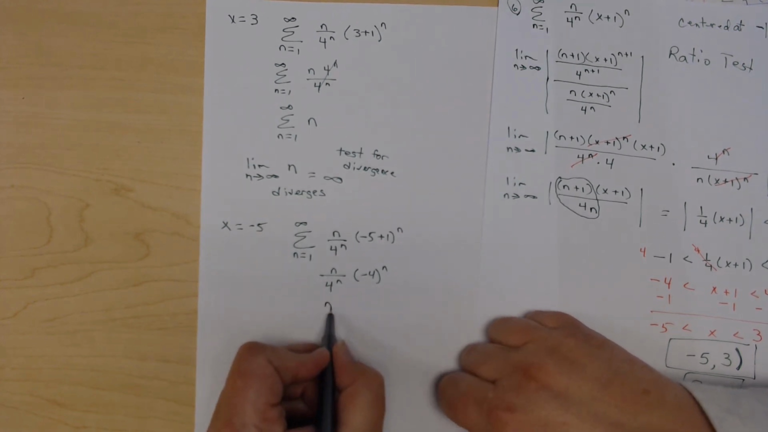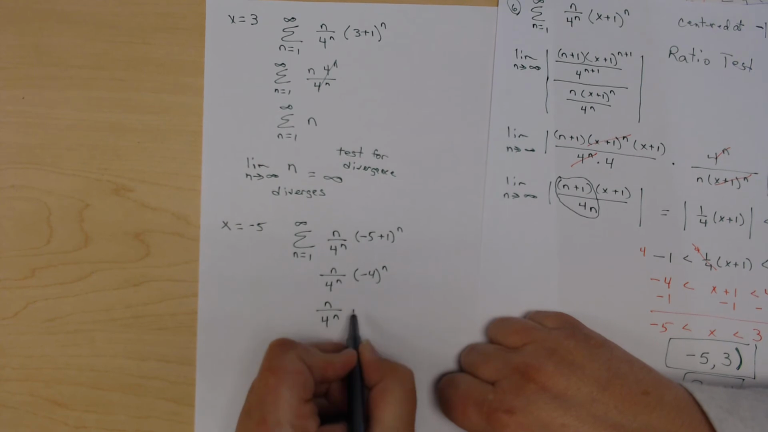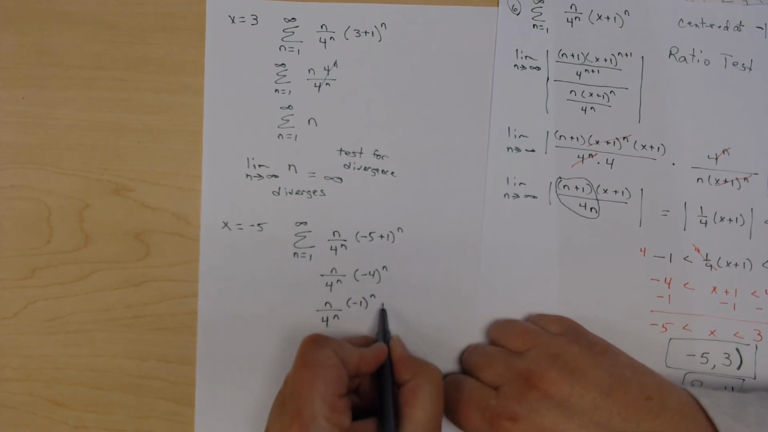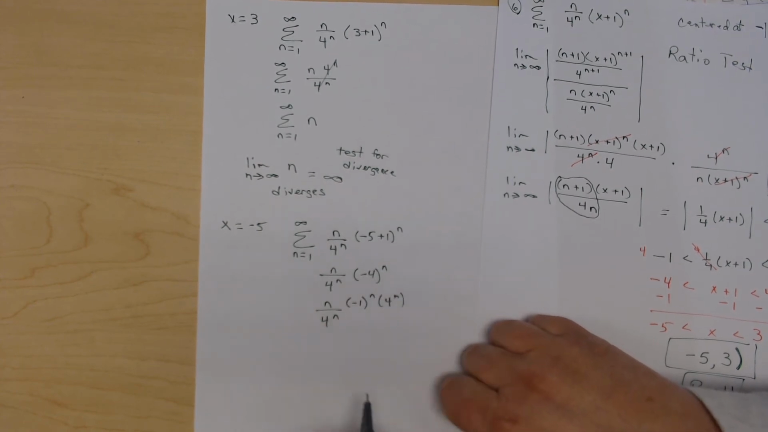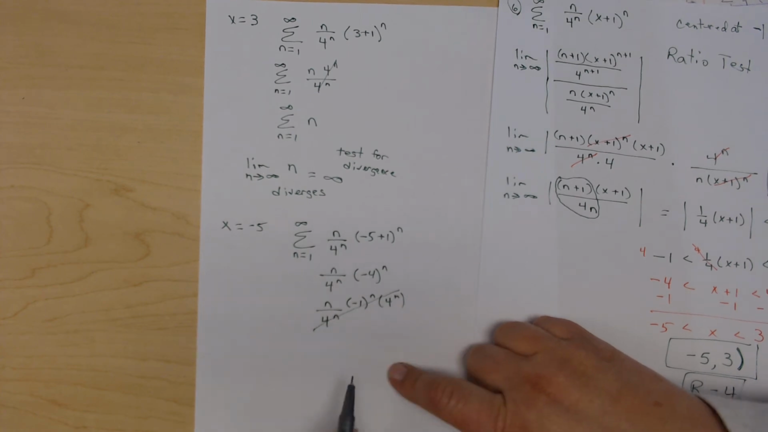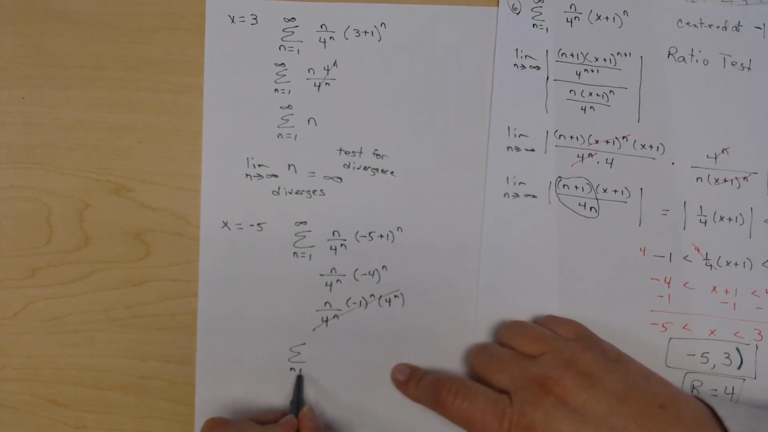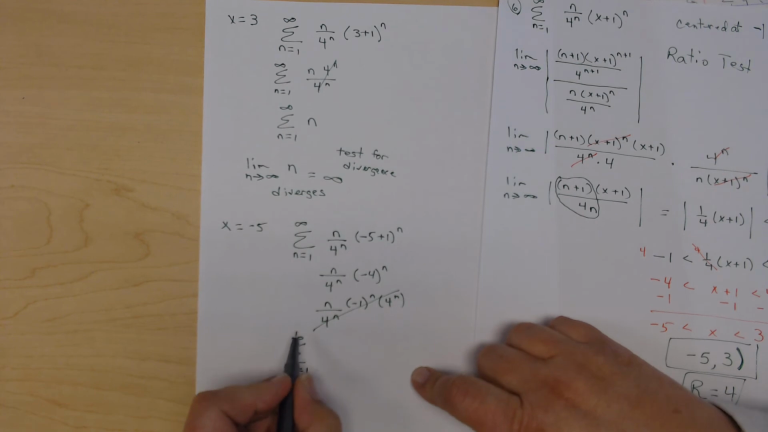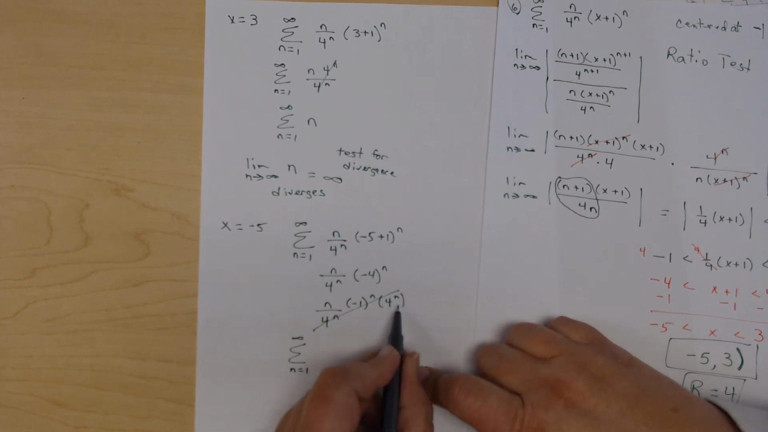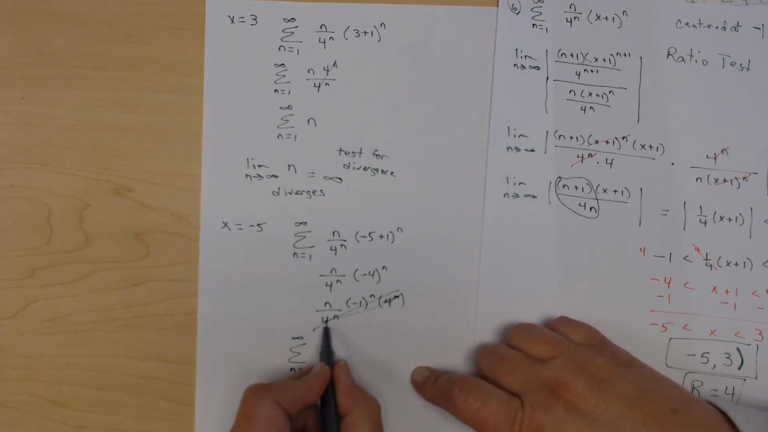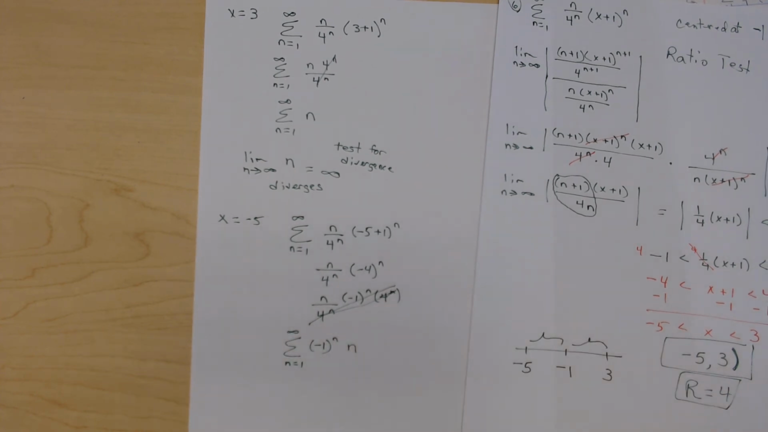So I can rewrite this. This I can rewrite as (-1)^n and then 4^n, so those cancel. Let's rewrite this: n equals 1 to infinity. I've got, oh, these cancel, right? So I have an alternating series and then times n.